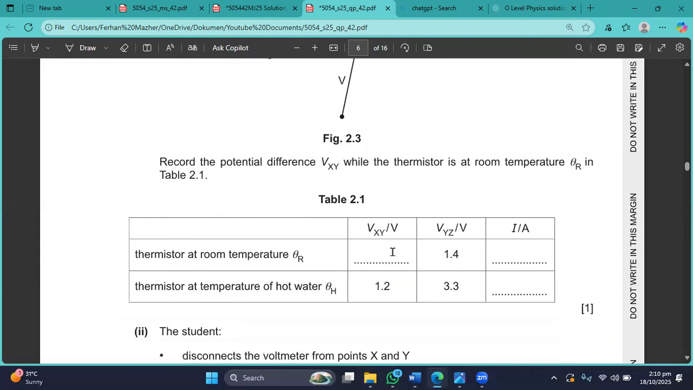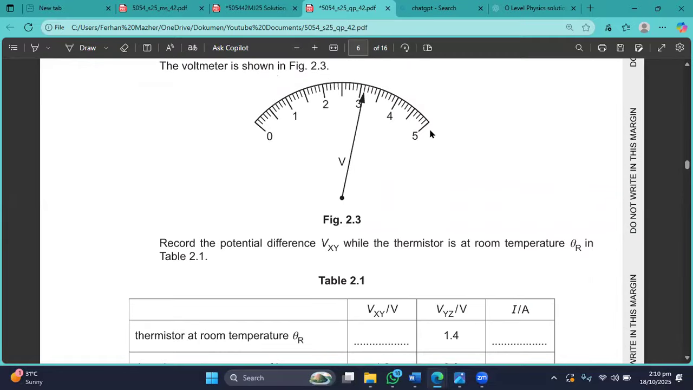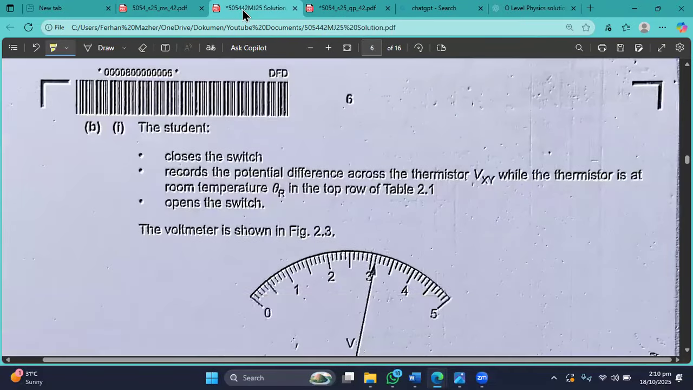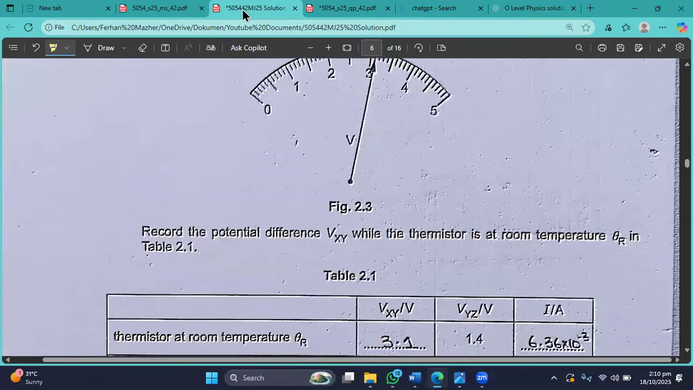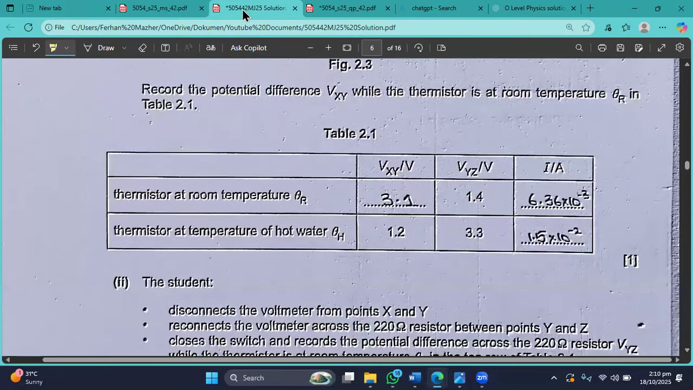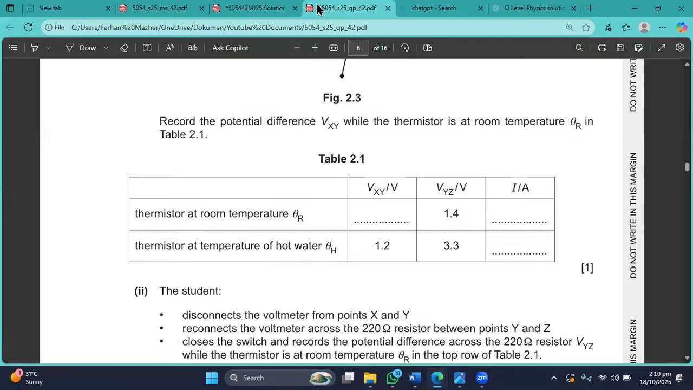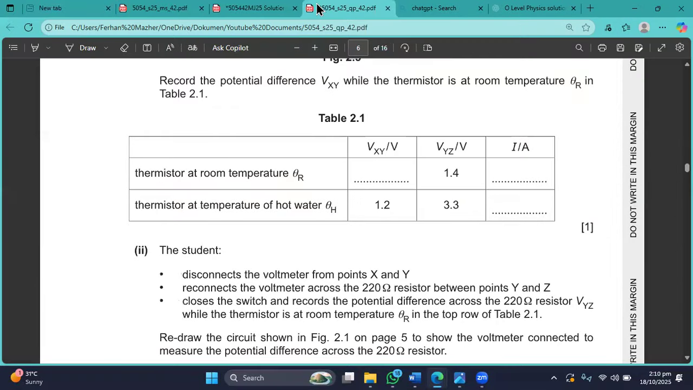So here you have to note down that reading. So that reading is, I think, 3.1. So in that table, we have to note down that reading. So that reading I will put here. That reading is 3.1.